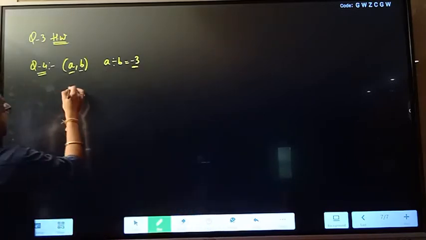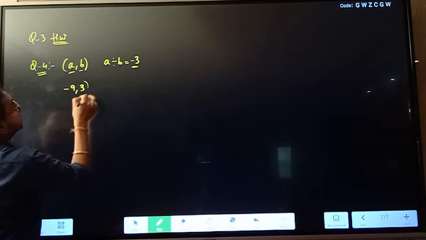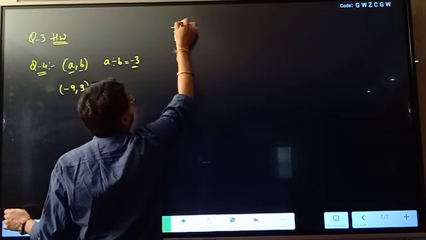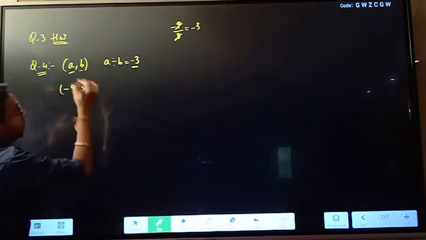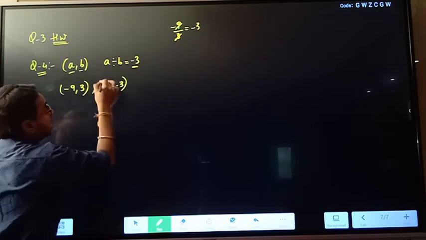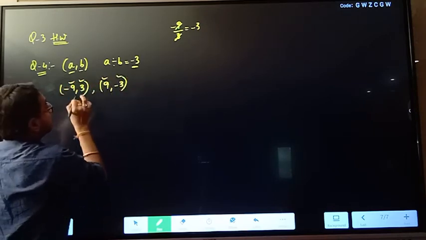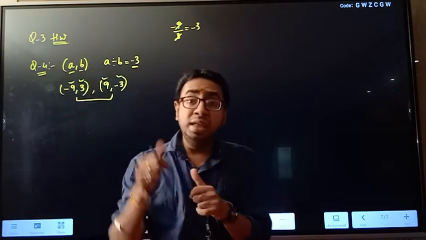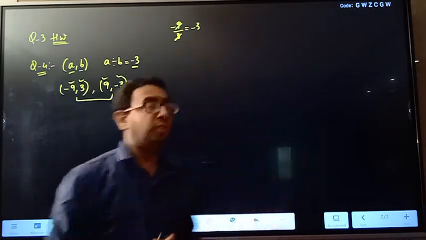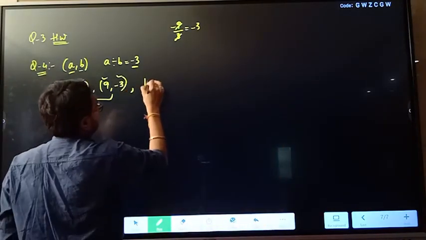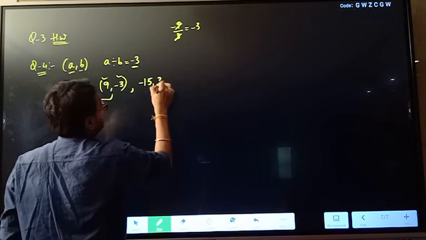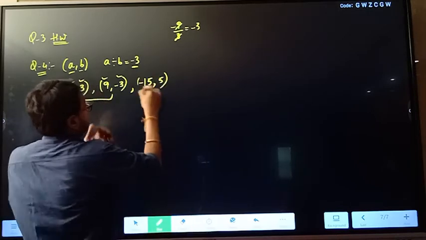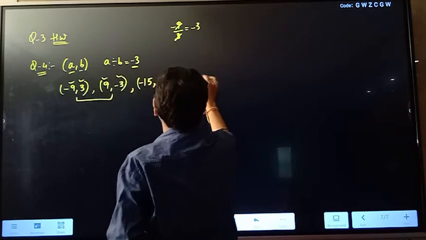That is why the result would be negative. So clearly I can write the pair as minus 9 by 3, because if I divide minus 9 by 3 I'll be getting minus 3 definitely. Next pair would be 9 by minus 3. Understand here, these two pairs are completely different, only the numbers are the same. Here A is minus 9, B is 3. There A is 9 and B is minus 3. Next pair would be, similarly, minus 15 and 5. Similarly you can have 15 and minus 5 as one pair.